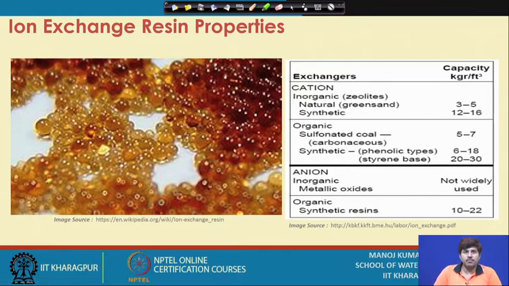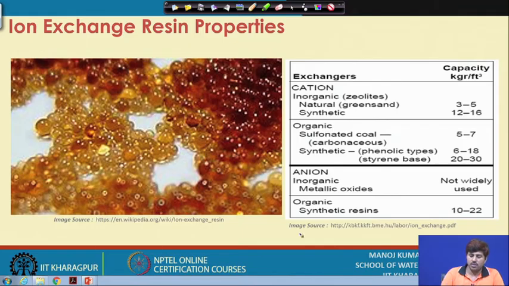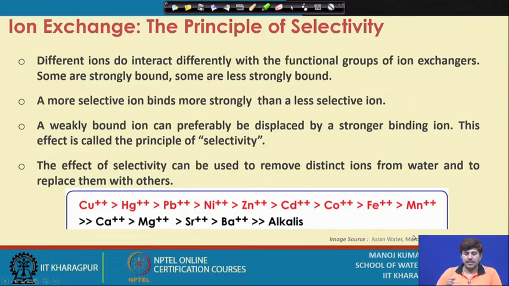The resin comes with specified properties. Like your cation exchangers, there are inorganic ones like natural zeolite green sand, which has a capacity of this much, then there is another, synthetic, which will have a capacity of this much, there are organic exchangers, and there are anion exchangers. They will come with a specified capacity, and a typical granulated resin will look like what is on the screen now. That is how the resins look.